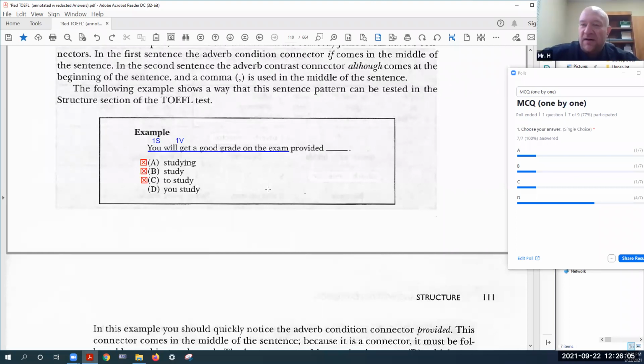Let's find the rest of the sentence. Does this sentence have another subject? No. How about another verb? No. What about a connector? Are you sure? Delta is the answer. Now, what do you see in Delta? You see another subject and another verb, right? You study. So where is the connector?